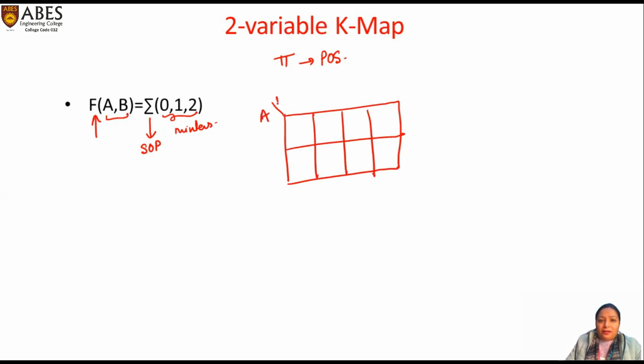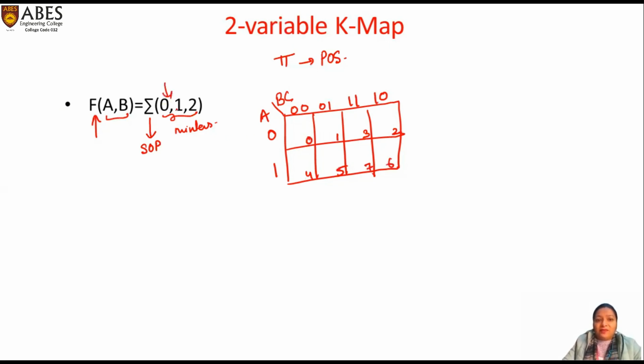We write A here, B and C here. A can have the value 0 and 1. And here we need to put the Gray code: 0 0, 0 1, 1 1 and 1 0. Right. So as we know, the indexing is 0, 1, 2, 3, 4, 5, 6 and 7.